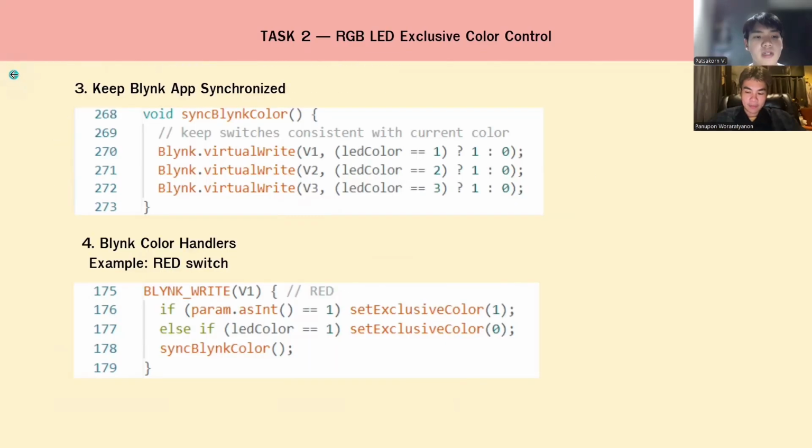One challenge in IoT is making sure the app always shows the correct state. So after changing the LED color, I update the Blynk switches using Blynk.virtualWrite(V1, LEDcolor == 1), Blynk.virtualWrite(V2, LEDcolor == 2), and Blynk.virtualWrite(V3, LEDcolor == 3). This means if red is active, only the red switch in the app shows on. This prevents two color buttons from showing on at the same time.